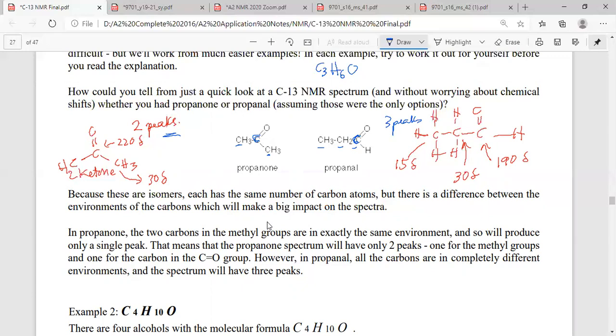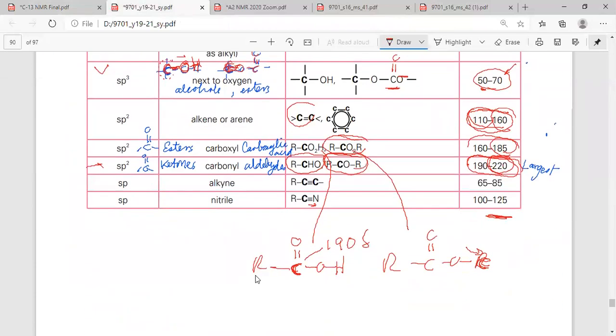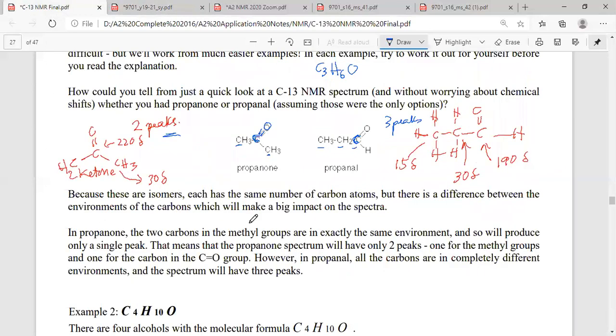But to tell the readings, this carbon with the double bond here will be the highest. I told you a ketone is a very high value, so I put 220 here. Ketone, RCOR: the carbon with the double bond is 220. Aldehyde is 190. So you can see the difference here.